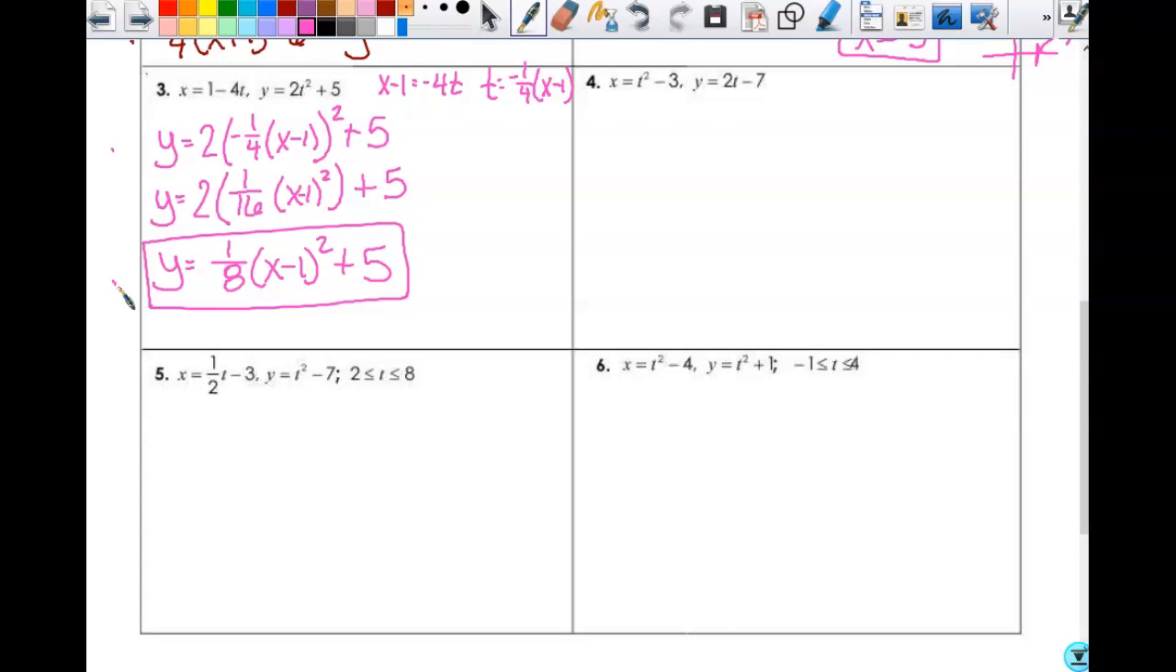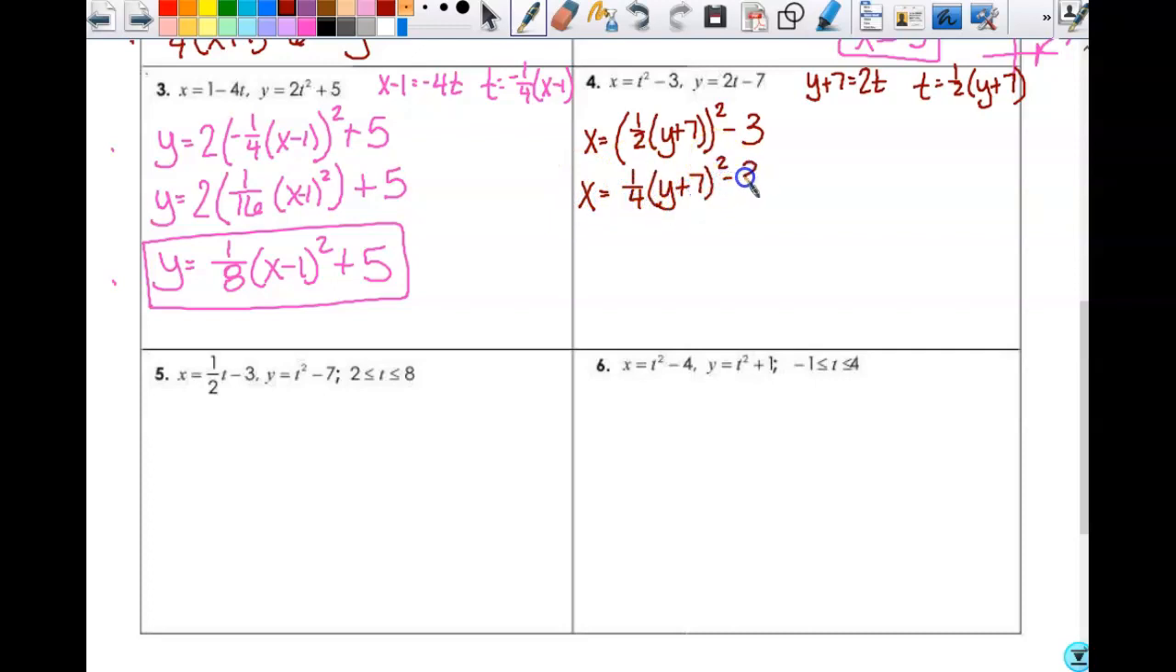Alrighty. Which one do you want to solve for t in number 4? Y. I agree with that. So this will be y plus 7 equals 2t. So t equals 1/2 times y plus 7. Put it in here, and I will get x equals 1/2 times y plus 7, all that squared, then minus 3. Then x equals, that'll be 1/4 times y plus 7 squared minus 3.